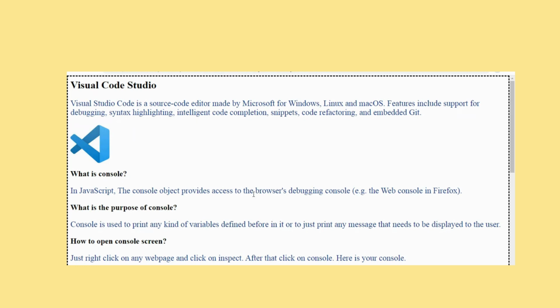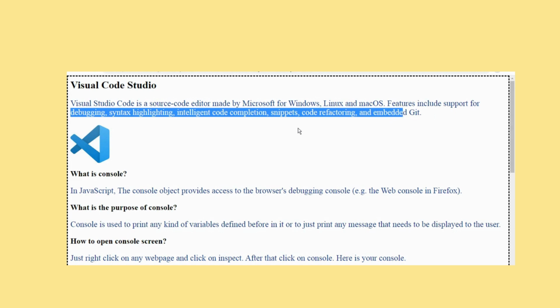Today guys, we are going to do Visual Studio Code. So guys, Visual Studio Code is a source code editor made by Microsoft for Windows, Linux and macOS. Features include support for debugging, syntax highlighting, intelligent code completion, snippets, code refactoring and embedded Git.